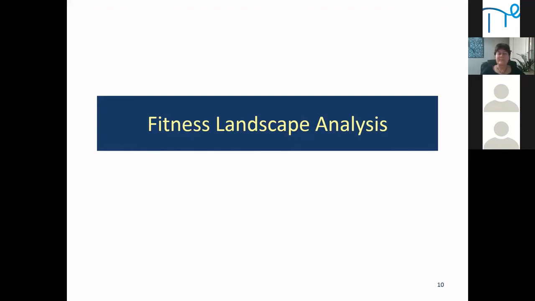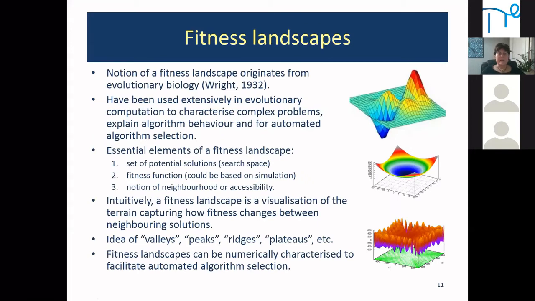So now I want to just tell you briefly about fitness landscape analysis as a field, so that you know where it comes from, what it's about. It was started back in 1932 in the evolutionary biology community. The biologist Sewall Wright came up with this idea of thinking of a landscape in order to understand the mechanisms of evolution in the natural world. But since then, it's been used extensively in the evolutionary computation community. In other words, people using genetic algorithms and so on to understand how the algorithms behave, because many of the evolutionary algorithms use the same principles as evolution in nature.